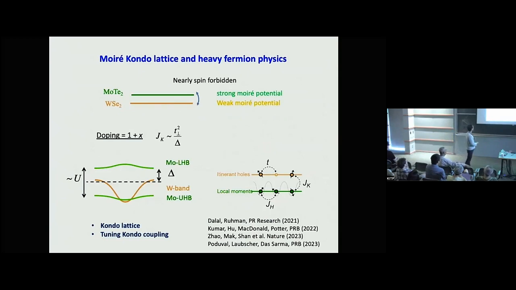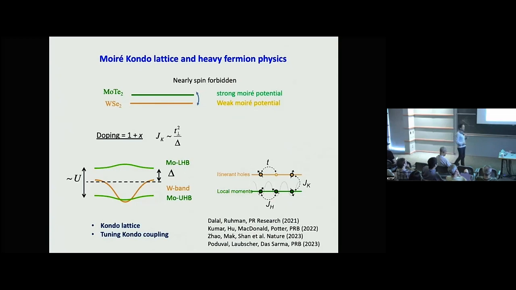Okay, so you can think of it this way: if I have a doped charge transfer insulator, I have a triangular lattice of local moments in the moly layer, and then I dope additional itinerant carriers into the tungsten layer. It's actually very close to a Kondo lattice model. In this case, we have a recent experiment showing the emergence of heavy fermion behavior, with a triangular lattice of local moments in the moly layer and itinerant carriers in the tungsten layer.